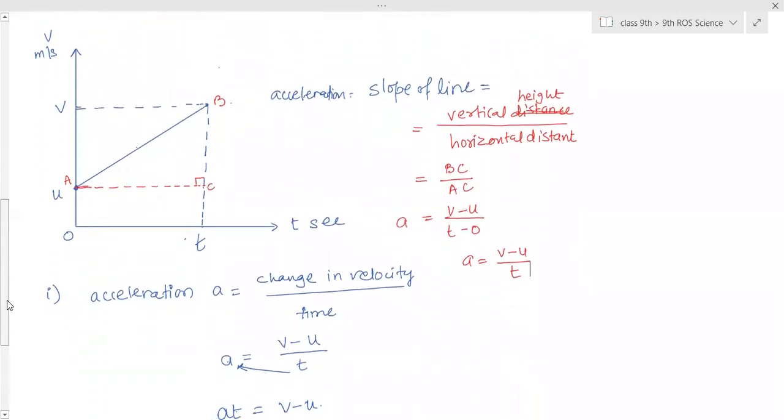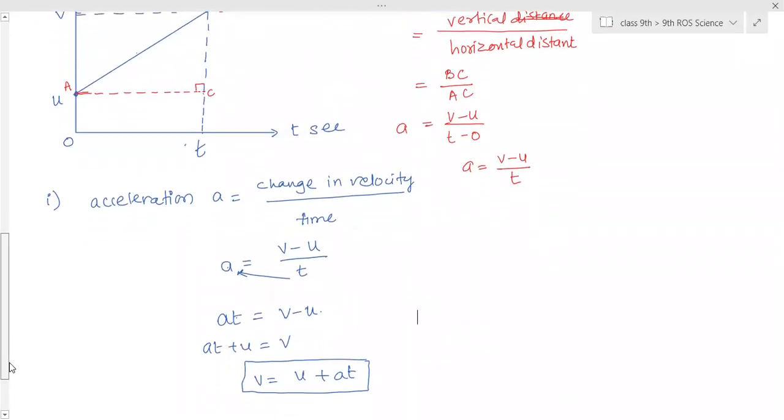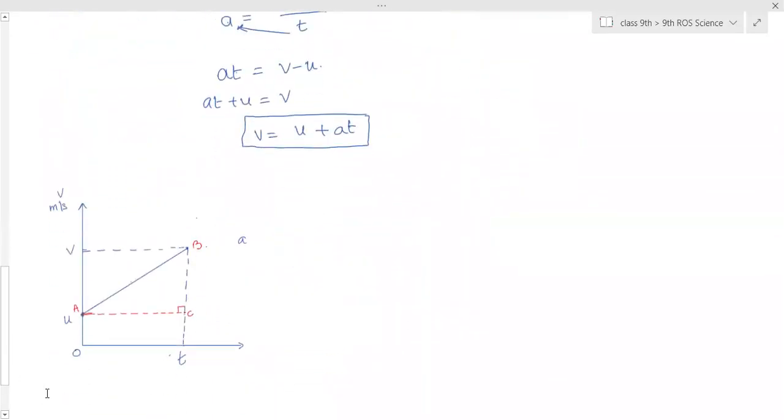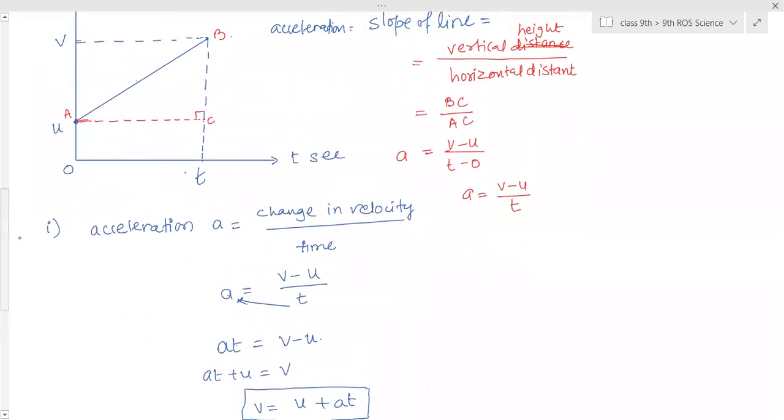Okay. Then from the same graph, we have to prove the second equation of motion. Ma'am, can you just scroll a little bit up? What happened? Just a minute. Write faster, that much time is not needed.